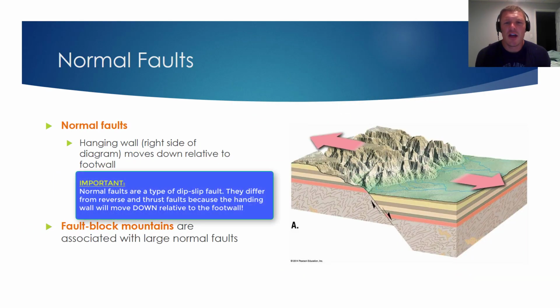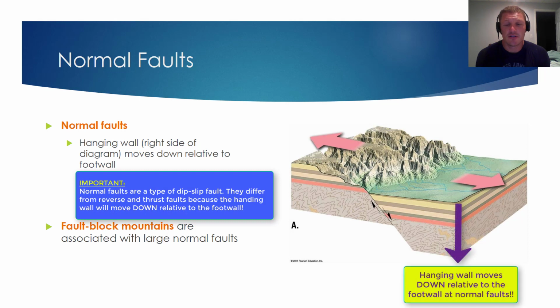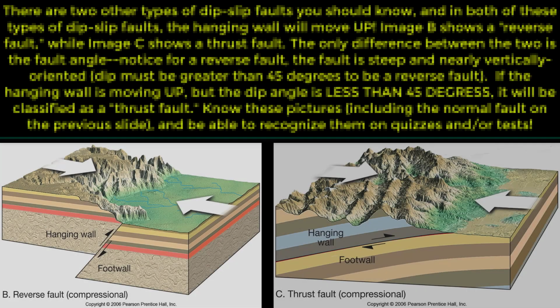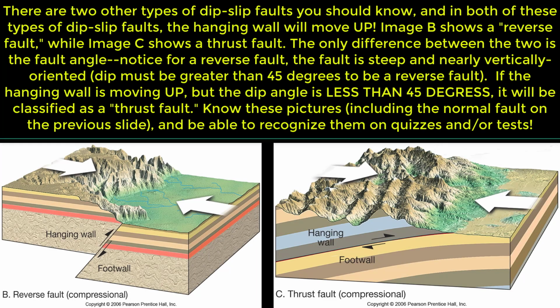With normal faults, the hanging wall will move down relative to the footwall. And normal faults are technically a type of dip-slip fault. In the western United States, you find fault block mountains, and they're associated with large normal faults. There are two other types of dip-slip faults that you should know.